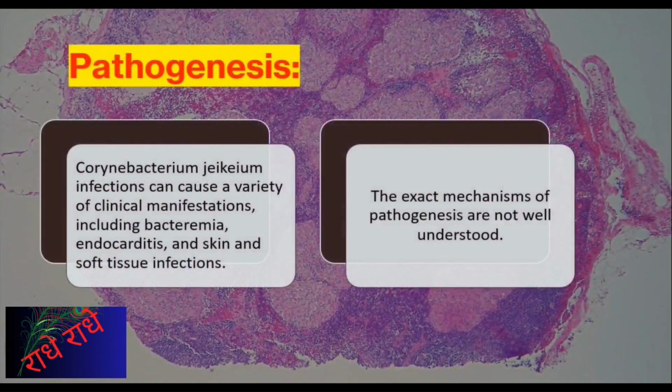Corynebacterium jeikeium is an opportunistic pathogen capable of causing bacteremia, endocarditis, and skin and soft tissue infections. The exact ways in which it causes illness is not known, but its infection can be severe and even deadly. Deciding upon a treatment plan and preventative procedures depends on the source of the infection and the patient's pre-existing conditions.